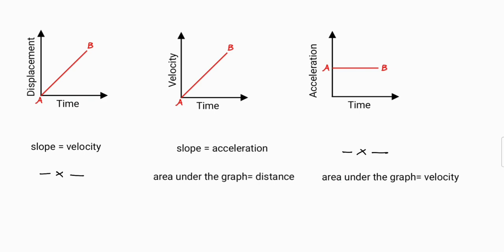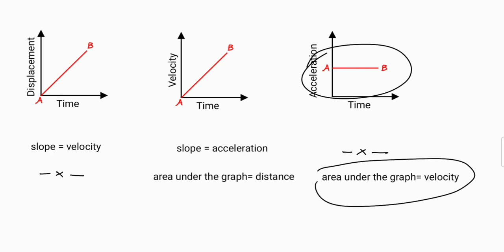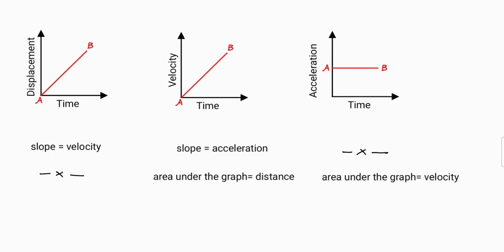Similarly, if I find the area under the graph for the acceleration time graph, I'll get the value of velocity. And if I find the area under this line AB, that is the area of this triangle, in the velocity time graph, I will get the value of distance. And for the displacement time graph, you don't have to find the area because there is nothing before the displacement time graph. So let's start with the numericals.